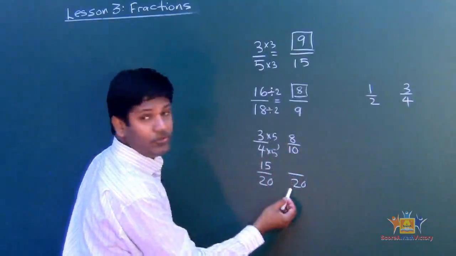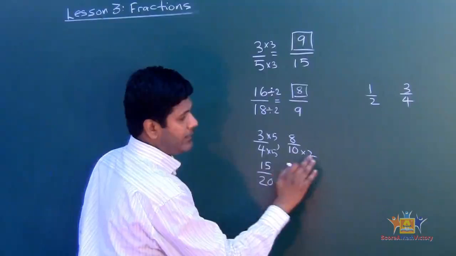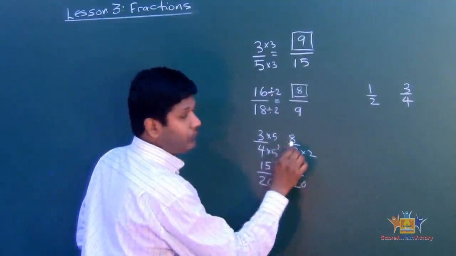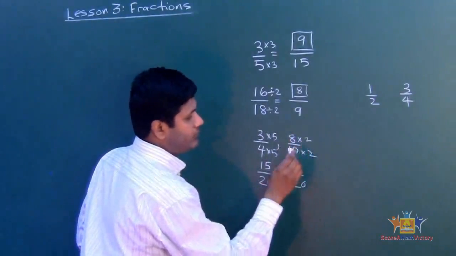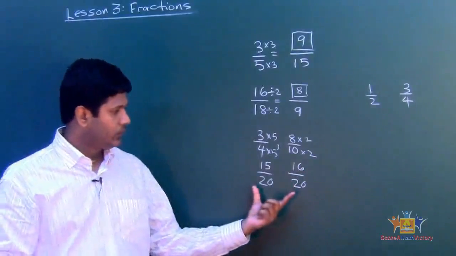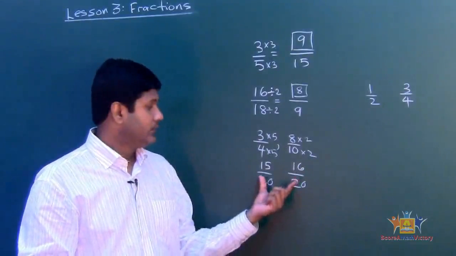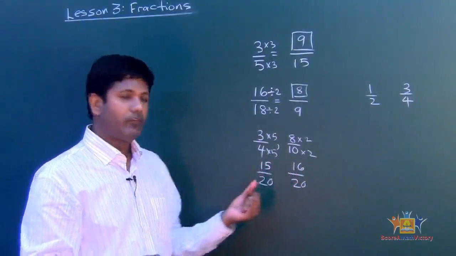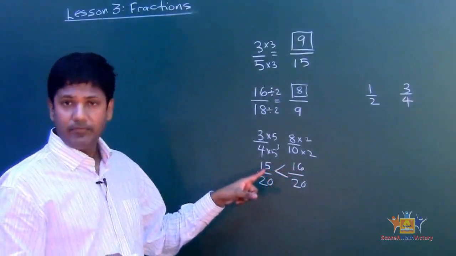How do I get from 10 to 20? I multiply that by 2, see that? 10 times 2 is 20. That means 4, I also multiply by 2. Exactly. So 8 times 2 is 16. Now look at that, 20 and 20. The common denominator. Okay, so which one's bigger? Of course, this one. The 16 is bigger than the 15.